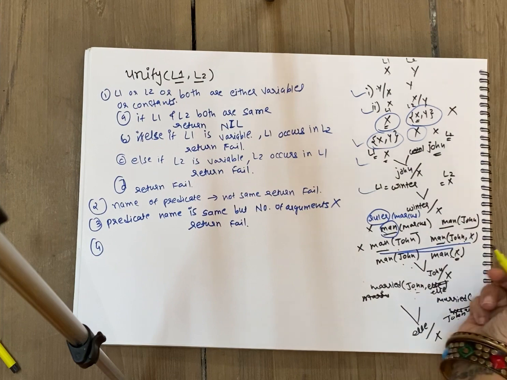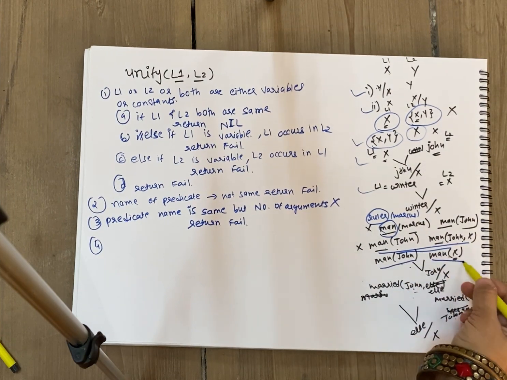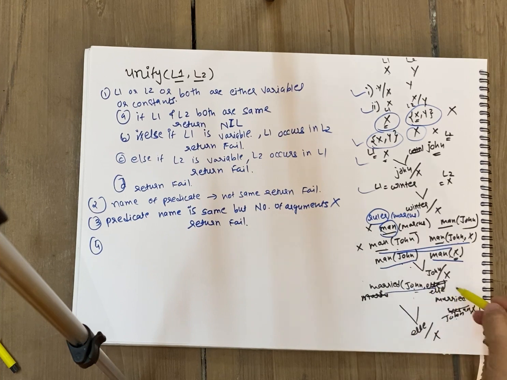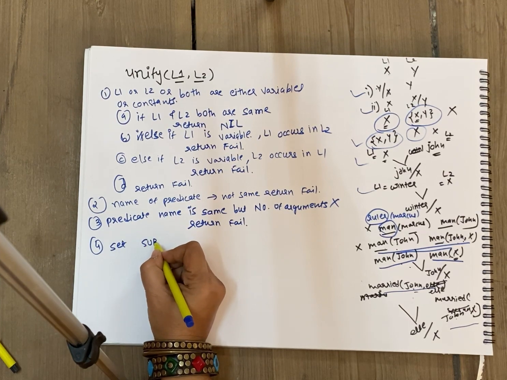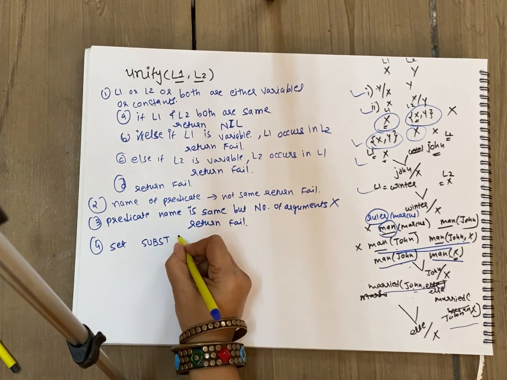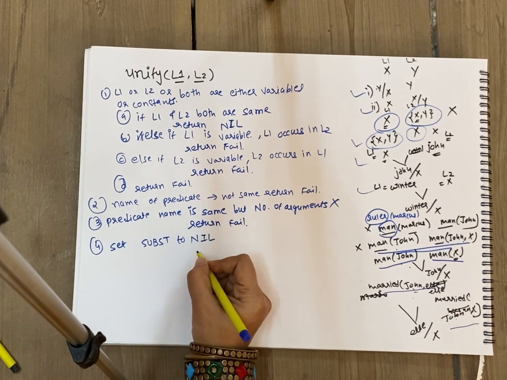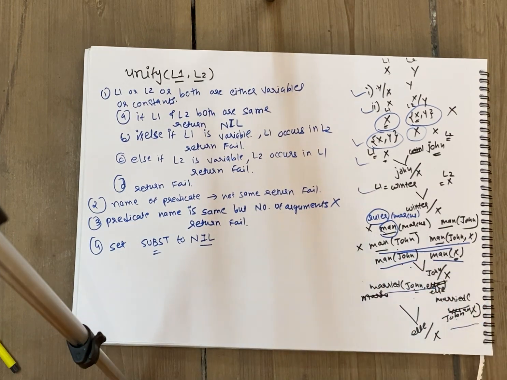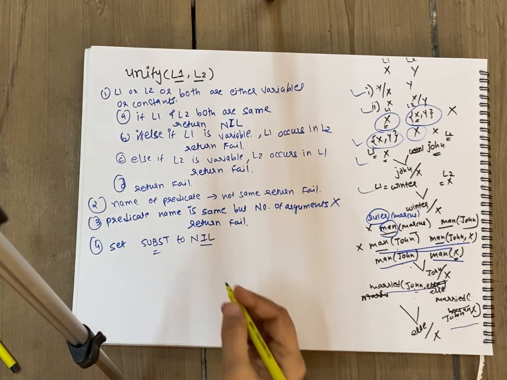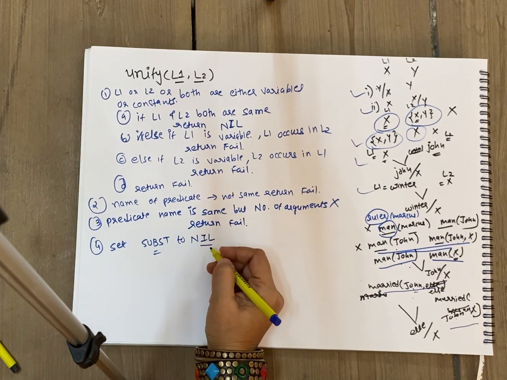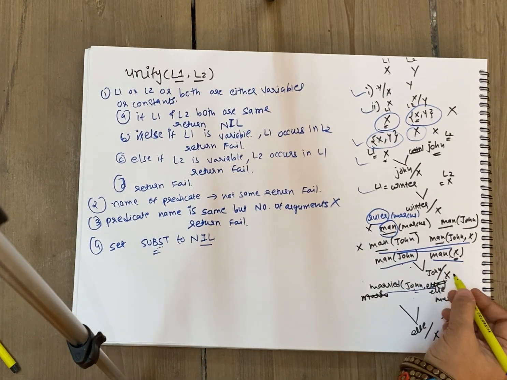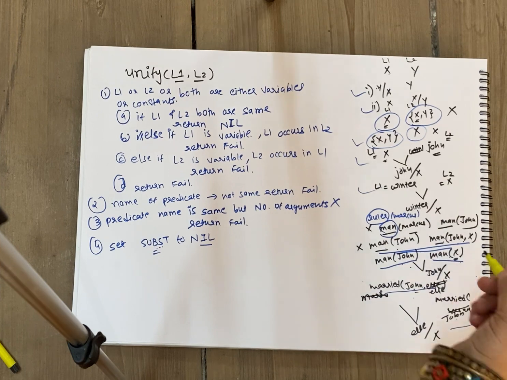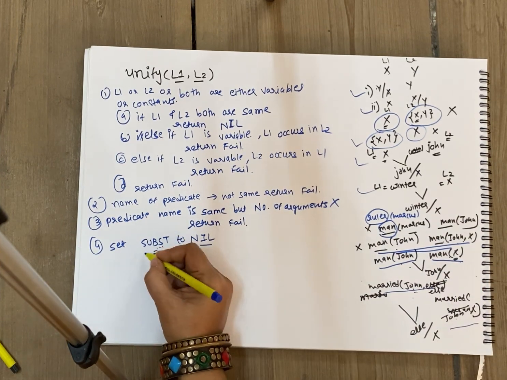But if it is not the case, meaning we are talking about man John and man X, or married John L and married John X, then what are we going to do? Then have one list, set the SUBST list to nil initially. This list we are going to consider for matching each and every individual argument, whether it is matching or not. So initially make it nil. At the end of the procedure, this SUBST will contain all the substitutions. X is replaced by John, Y is replaced by L. All these substitutions are going to be stored in this SUBST.